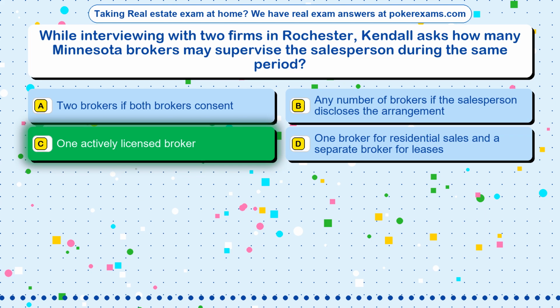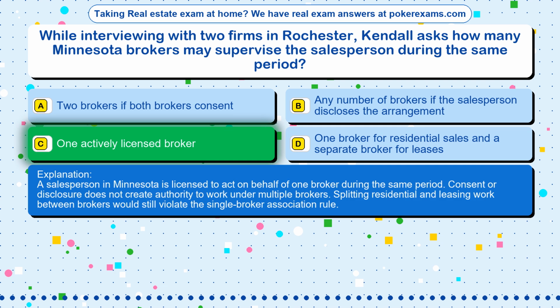The correct answer is option C. 1 actively licensed broker. A salesperson in Minnesota is licensed to act on behalf of 1 broker during the same period. Consent or disclosure does not create authority to work under multiple brokers. Splitting residential and leasing work between brokers would still violate the Single Broker Association rule.